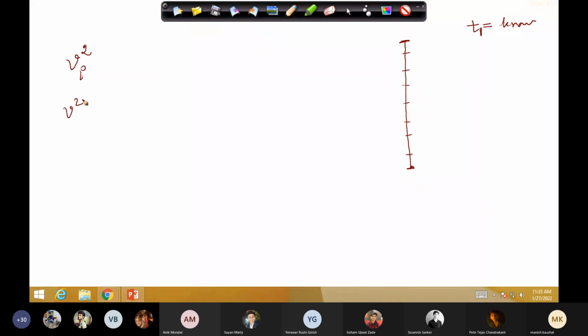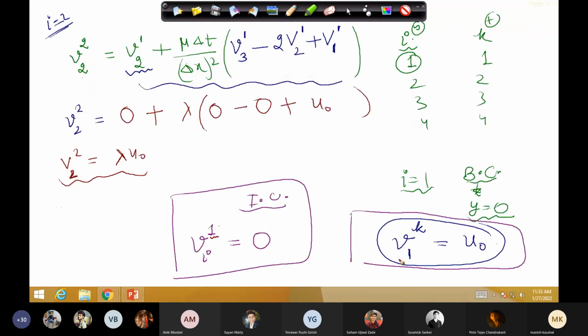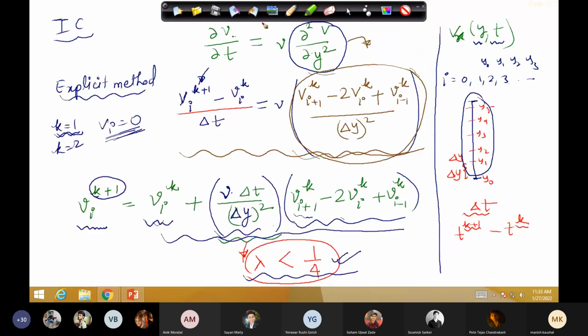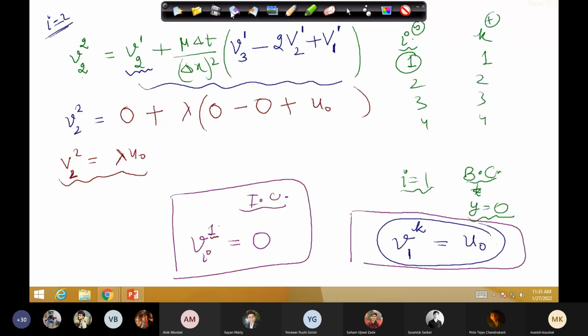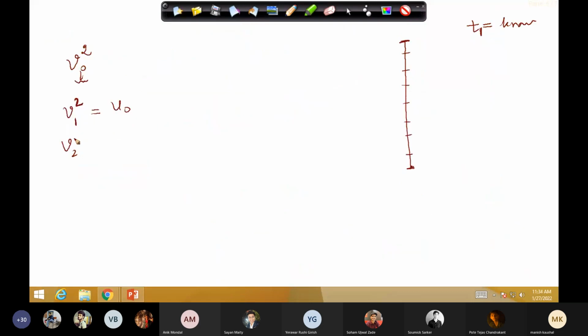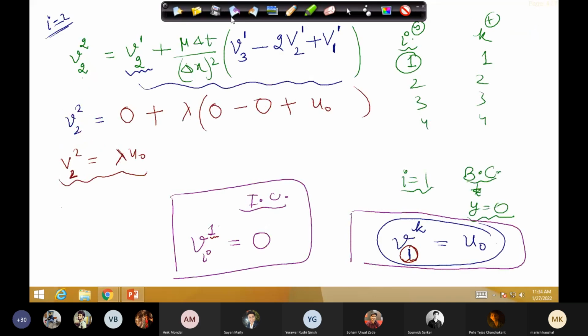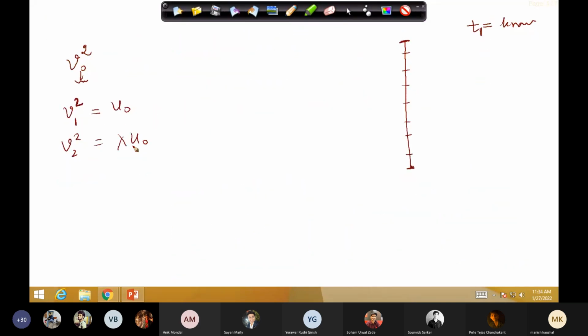So V2, what we have calculated here, V2, 1. What is the value of V2, 1 again? Anyone? Remember this subscript is for, so what is V2, 1? U0, you see here, V2, 1 for when, am I right or not? Whenever you have this subscript 1, the bottom one, it is boundary. So it is always U0. So V2, 1 is U0. Then what we calculated, V2, 2, you see, lambda U0.